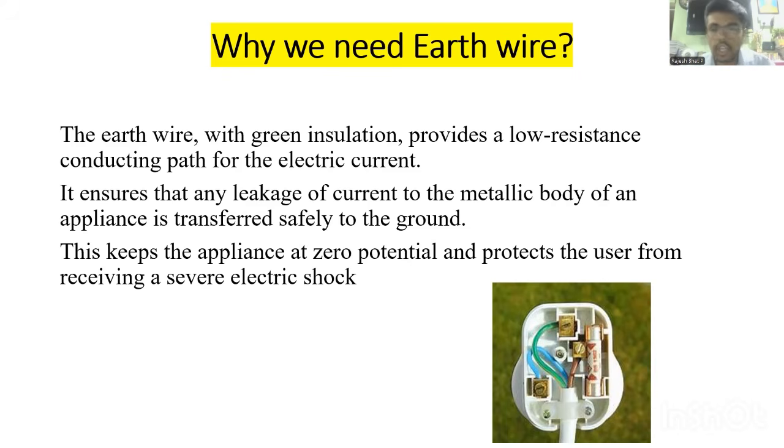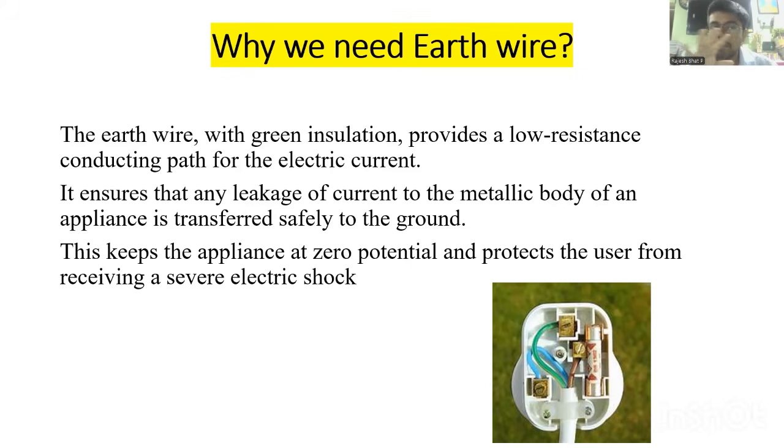So what we do is, this green color wire which is used for earth wire is a very high quality wire. It has a low resistance path and high conductivity. If current leaks, you will not get a shock, it will go to the ground.